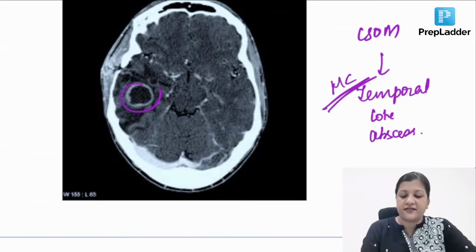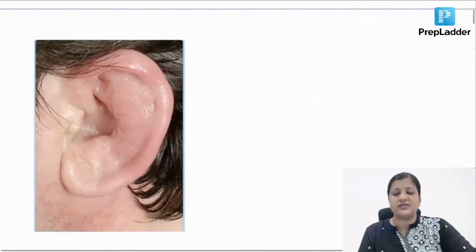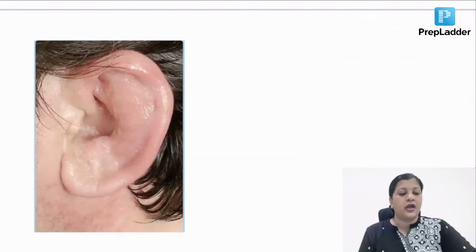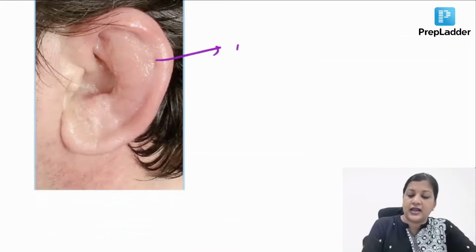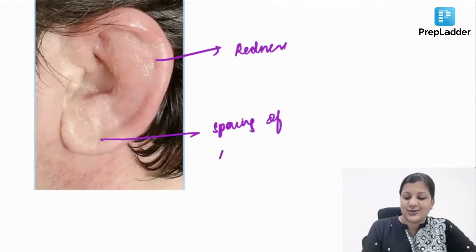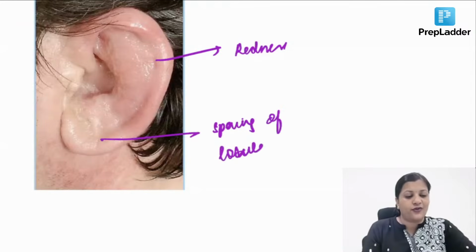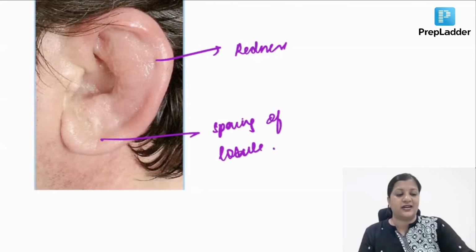And how do you identify it? By this double ring sign, where there's a central hypodense area surrounded by an enhancing ring, that prompts you that this is a temporal lobe abscess, which is again a previous year question. Now let's go to the next image, where you see redness and inflammation of the entire pinna, where there is sparing of the lobule. What is your answer?